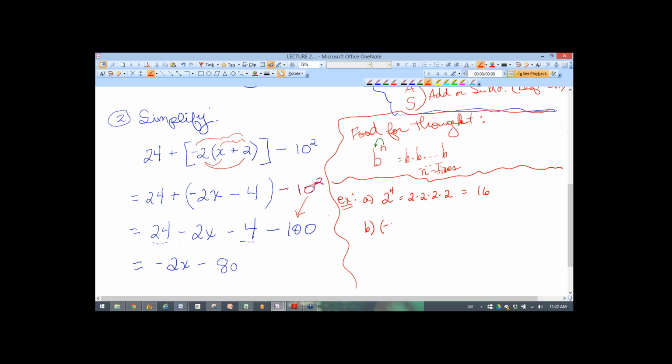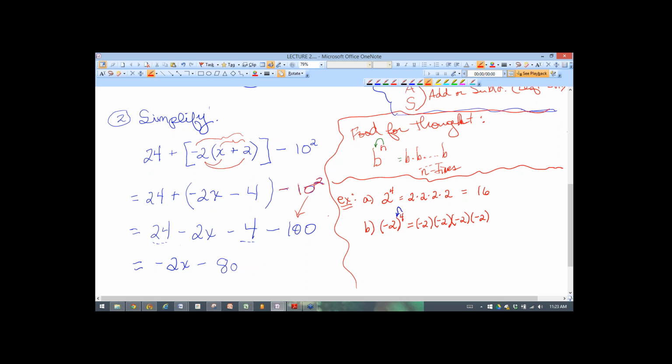Let's put negative 2 in parentheses raised to the 4th power. Note, what does the 4 apply to? The 4 applies to whatever symbol, number, or grouping it's directly attached to. So for this problem, it's attached to the parentheses, so whatever is grouped together inside those parentheses needs to be written as repeated multiplication 4 times. Okay?